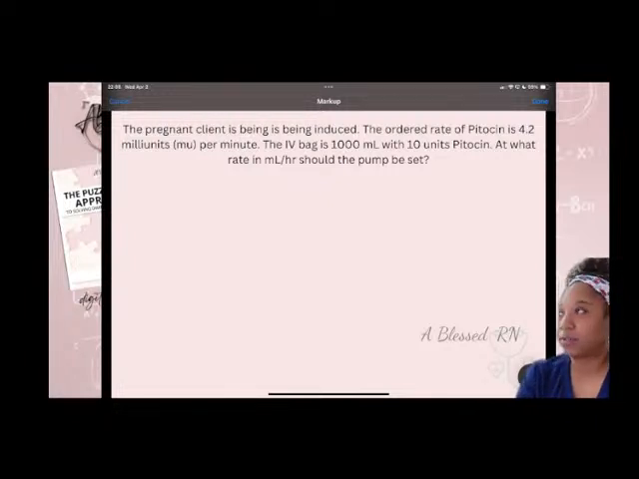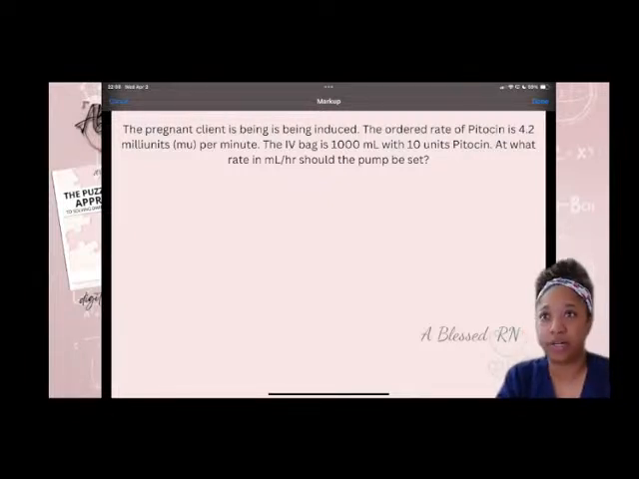All right, so the pregnant client is being induced. The ordered rate of Pitocin is 4.2 milliunits per minute. The IV bag is 1,000 mL with 10 units of Pitocin. At what rate in milliliters per hour should the pump be set?